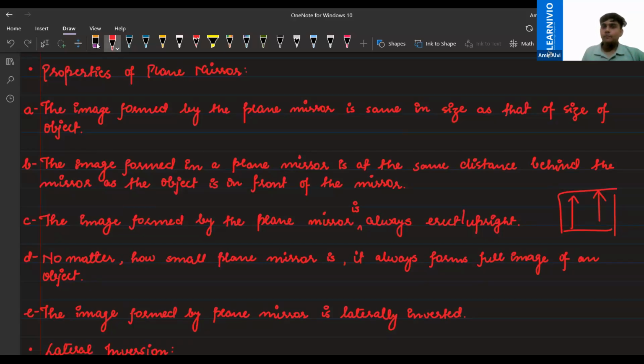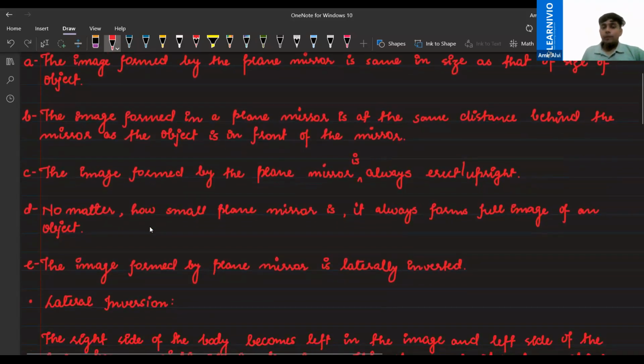What does that mean? It means that when you stand in front of a mirror, your head appears in the top position and your body appears in the lower position. Yes or no? Yes, that's what I'm saying. Okay, clear? Any doubt? No. Okay, that's great. The next property is laterally inverted images.